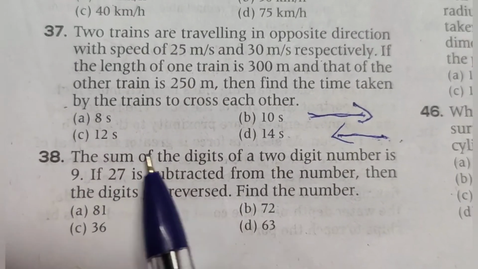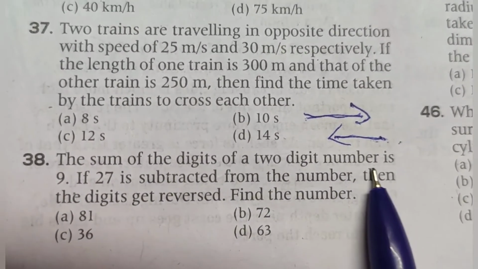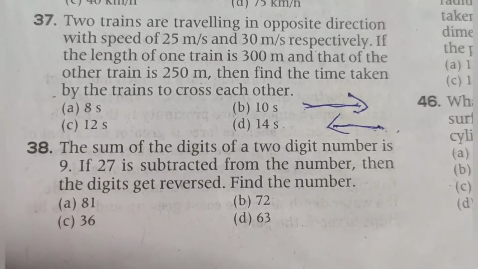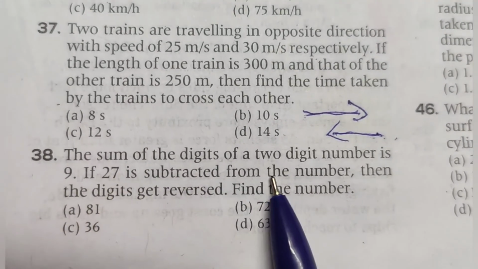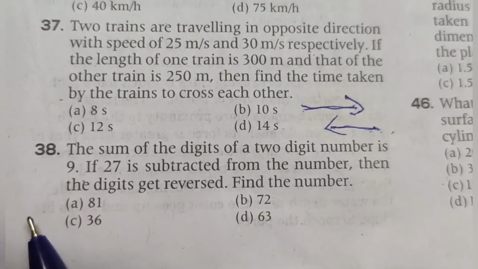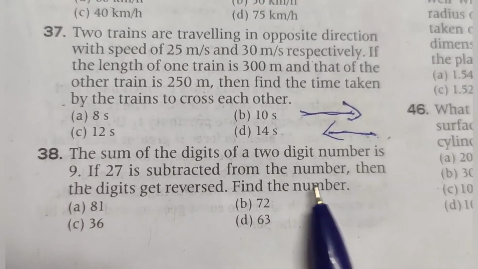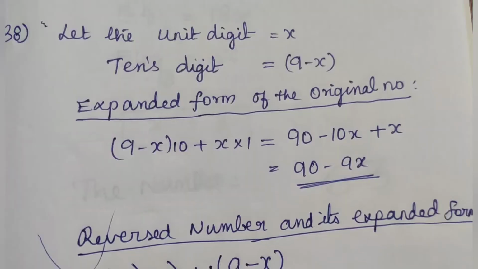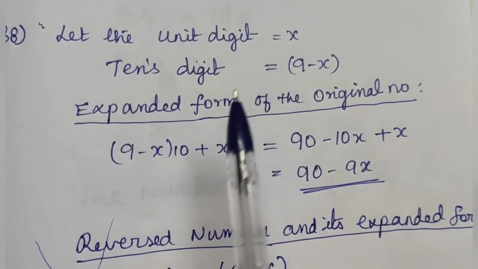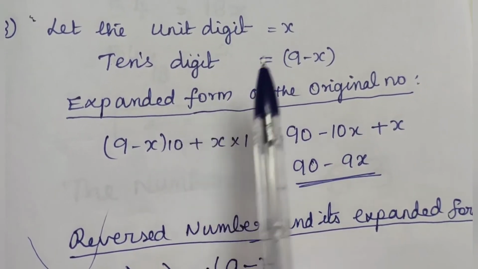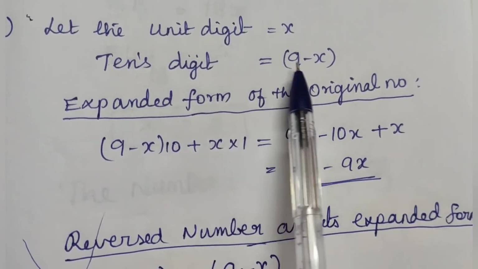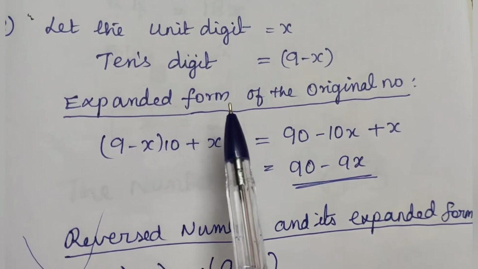Question number 38. The sum of the digits of a two-digit number is 9. There are two digits and the sum of the two digits is 9. If 27 is subtracted from the number, then the digits get reversed. Find the number. Let the unit digit be x. Then what is the tens digit? The sum is 9, so if one digit is x, the other digit is 9 minus x.